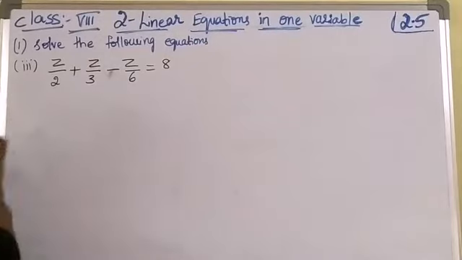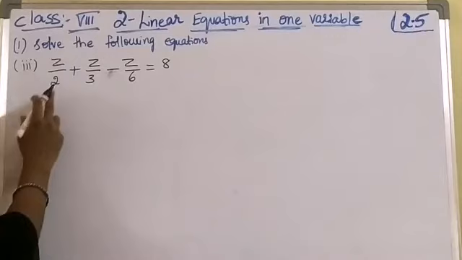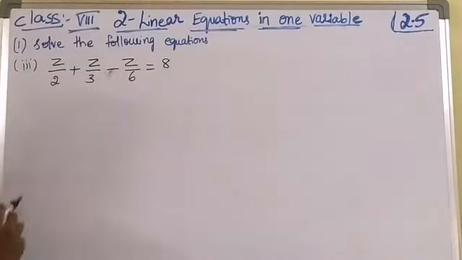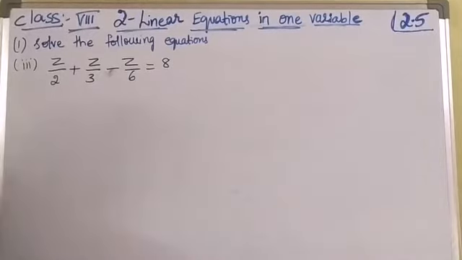In the first bit there are 12 sums, children, so I am explaining alternate sums. Third one is z by 2 plus z by 3 minus z by 6 equal to 8. Here the variable is z. We have to find the value of z.